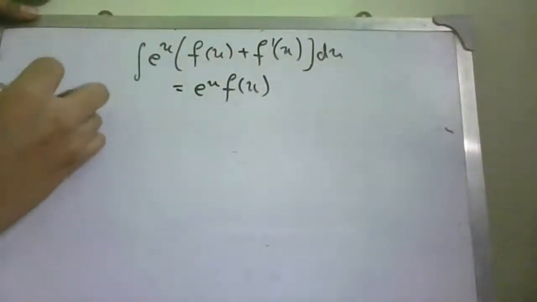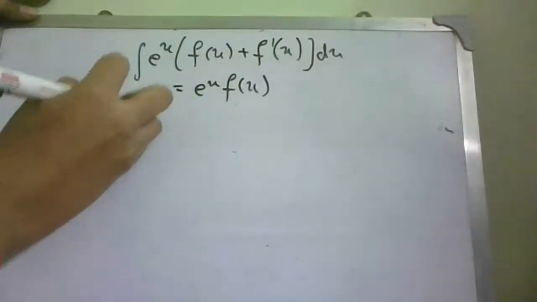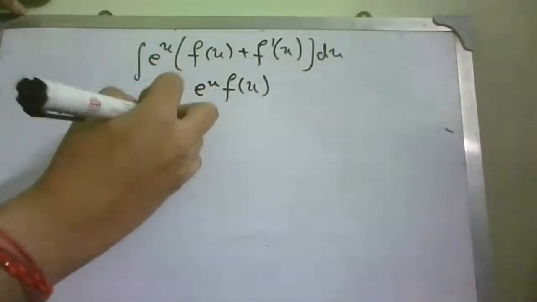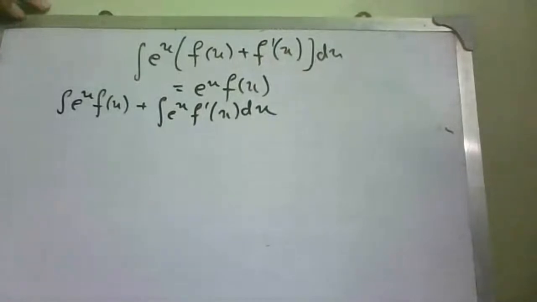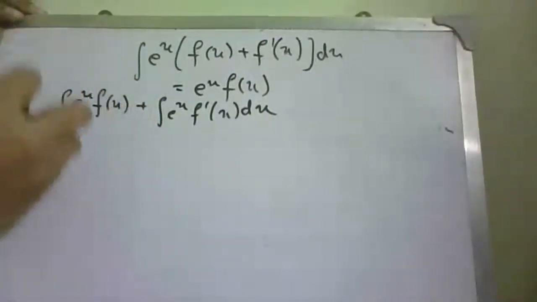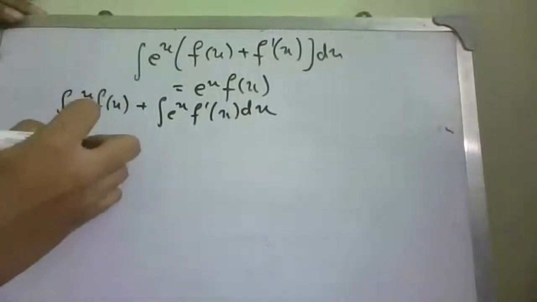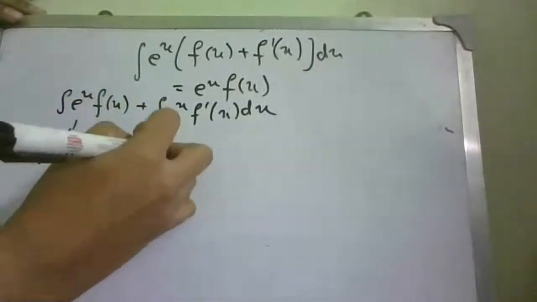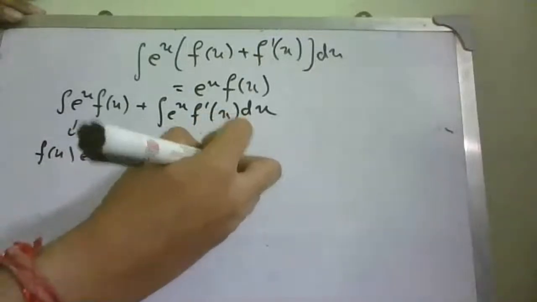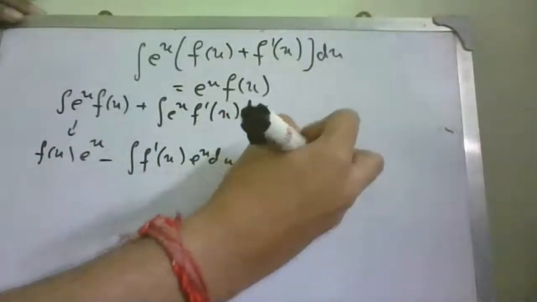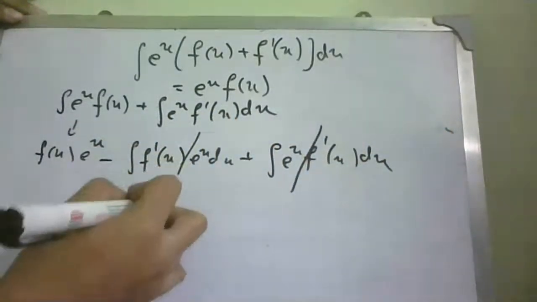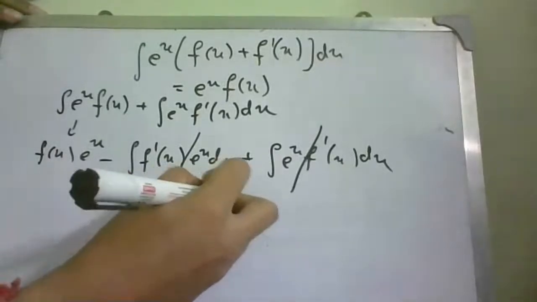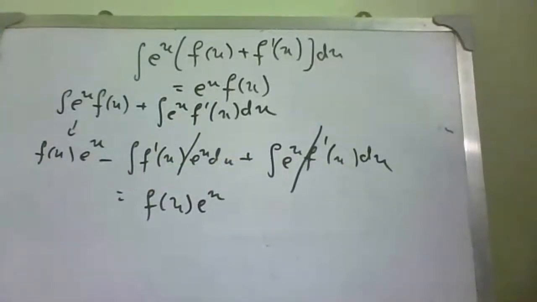Okay, so let's assume that this is e to the power x, f of x plus e to the power x, f dash x dx. So we can solve this integral by parts, that is f of x times e to the power x minus integral f dash x e to the power x dx, and we have integral of e to the power x f dash x dx. So this thing and this thing are getting cancelled. We are left with f of x e to the power x. So this is basically the proof. I was just a bit confused between what is going on.